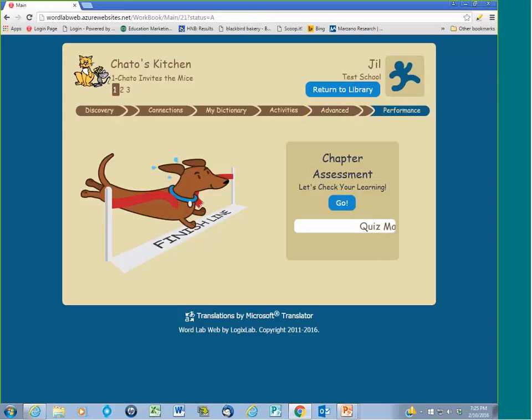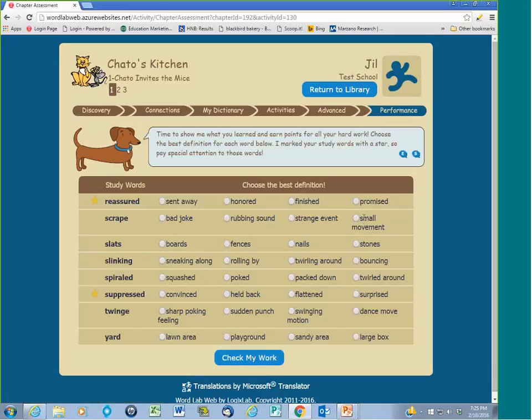All right. Now, I've done all the activities to those words, and I have to prove I really learned them, and I get to prove all over again that I really did know those words that I showed in the beginning that I knew, and that way I can get points for those words that I already knew as well. Reassured meant promise, scrape was a rubbing sound, slats are boards, slinking is sneaking along, spiraled is twirled around, suppressed is held back, twinge is a sharp poking feeling, and a yard is a lawn area.